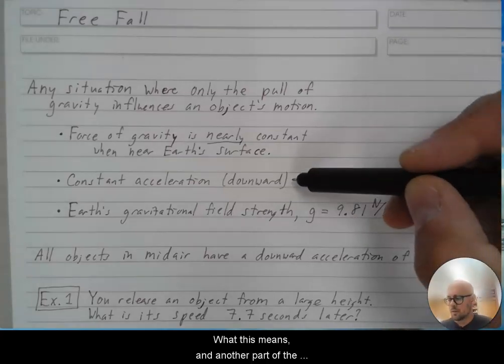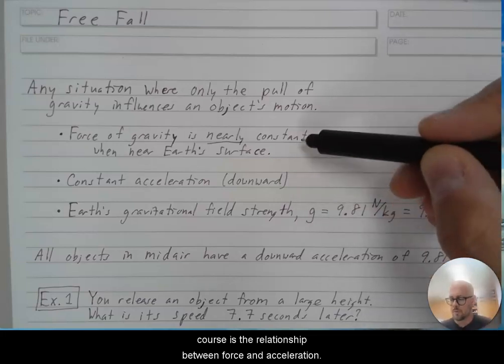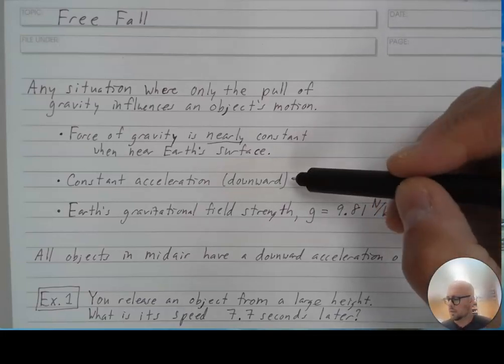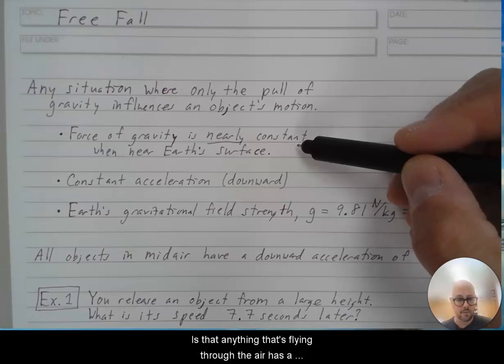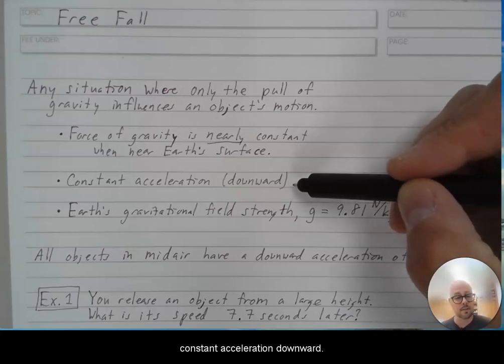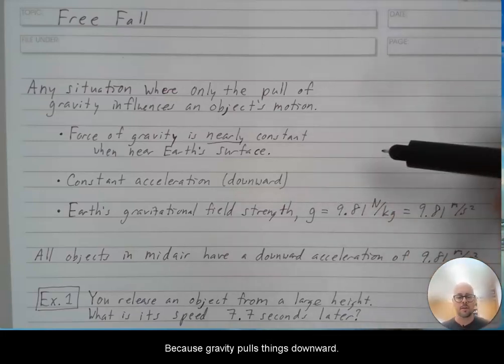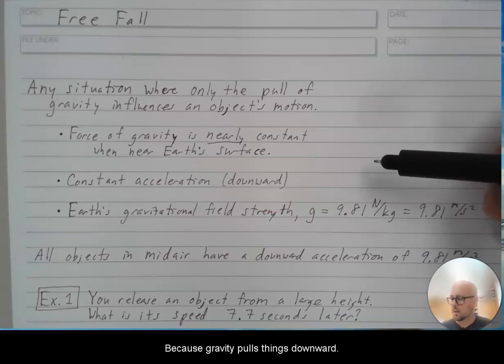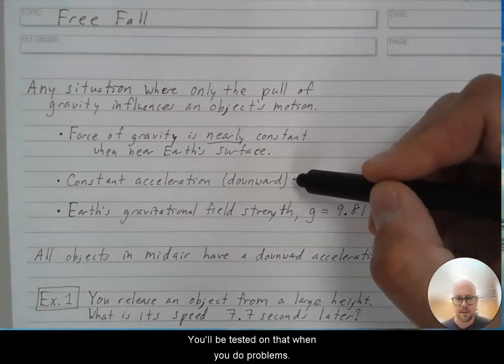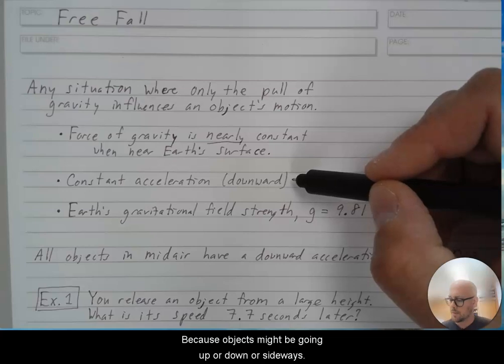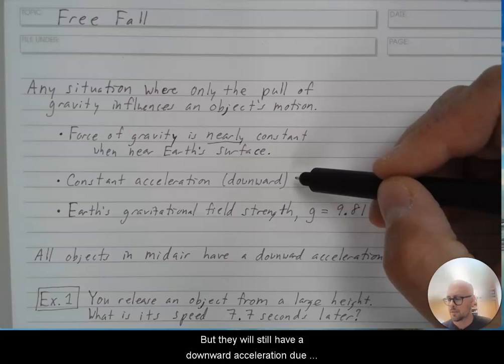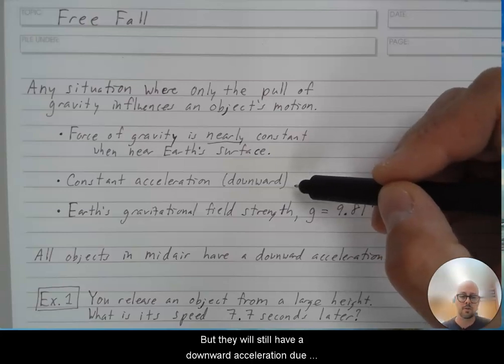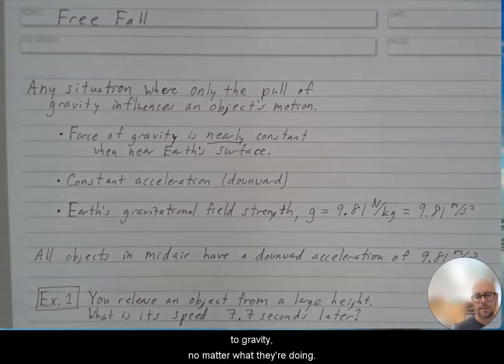What this means, and this is another part of the course, the relationship between force and acceleration, is that anything that's flying through the air has a constant acceleration downward because gravity pulls things downward. You'll be tested on that when you do problems, because objects might be going up or down or sideways, but they will still have a downward acceleration due to gravity no matter what they're doing.